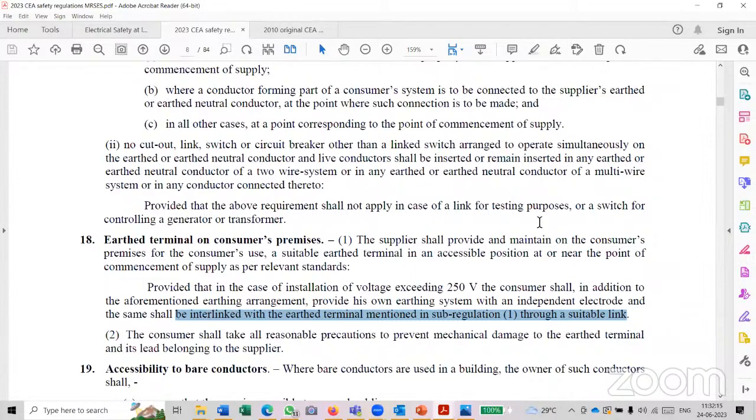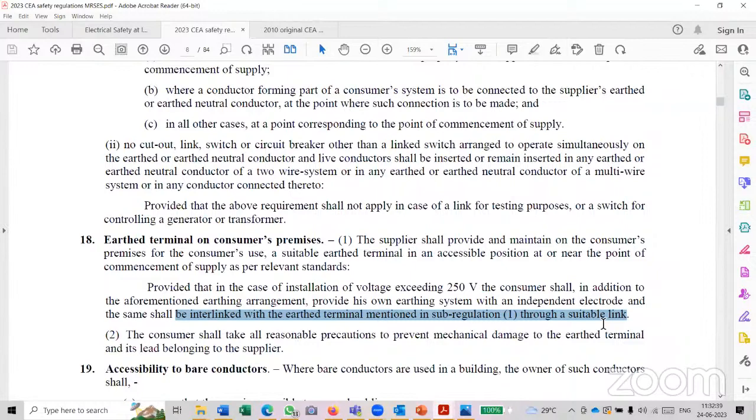for the consumers with higher voltage, they have to use their own earthing system. The two should be interconnected. This is all tending towards a common wording, that is MET. That MET is to be followed. Then the earth terminal should be provided by the supplier.